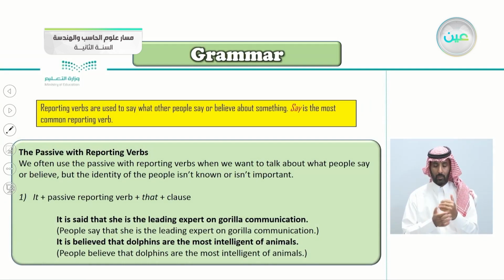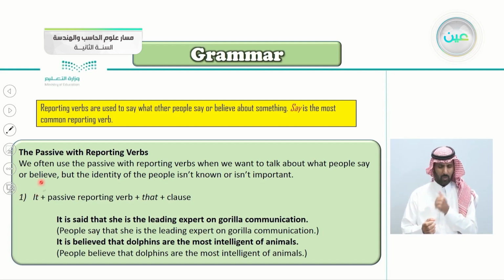So let's jump to the reporting verbs. They are used to say what other people are saying or believe about something. Say is the most common reporting verb. So the passive with the reporting verbs, we often use the passive with reporting verbs when we want to talk about what people say or what they believe, but the identity of the people isn't known or it's not important. So this is the first structure here.